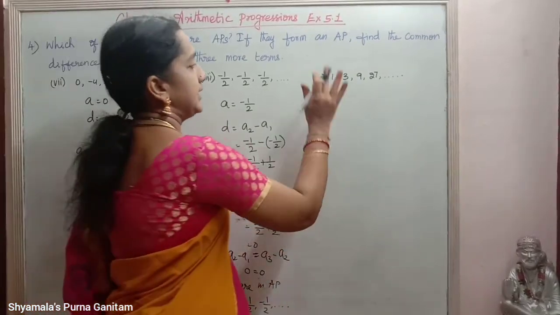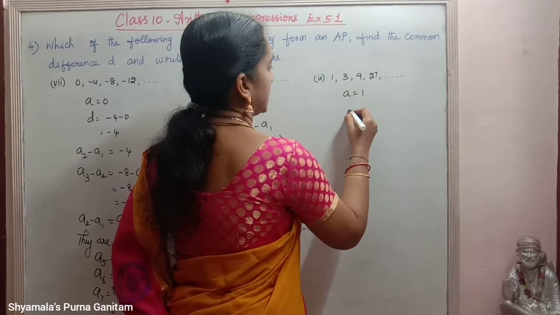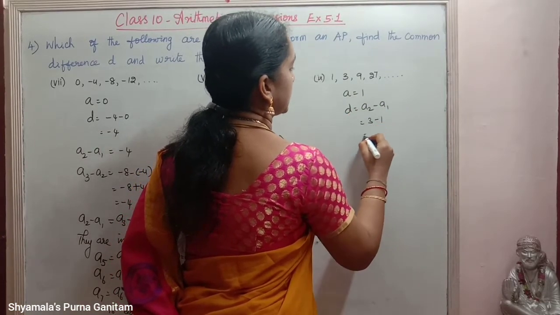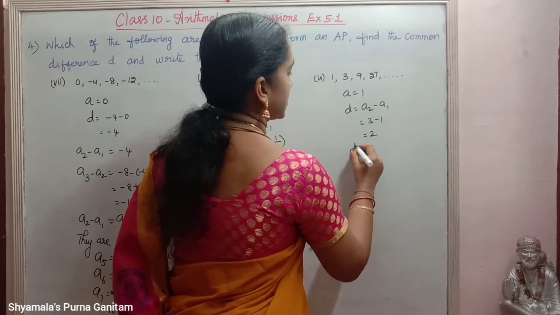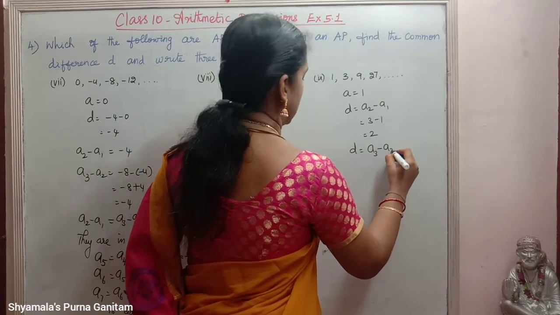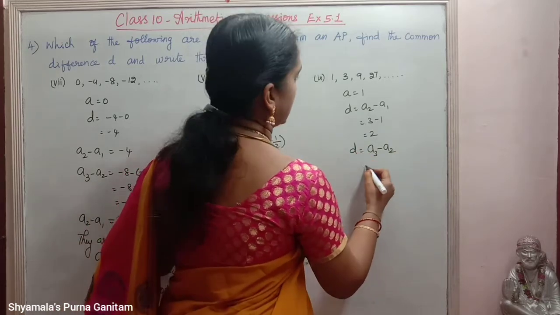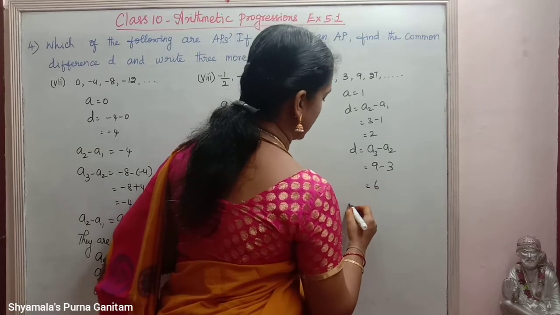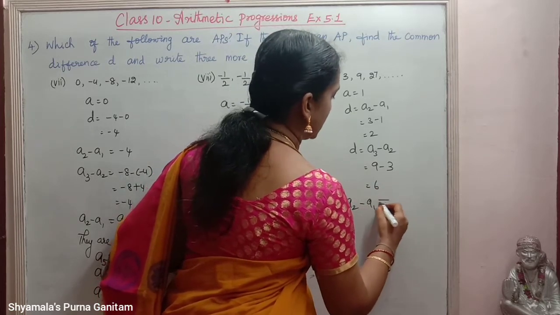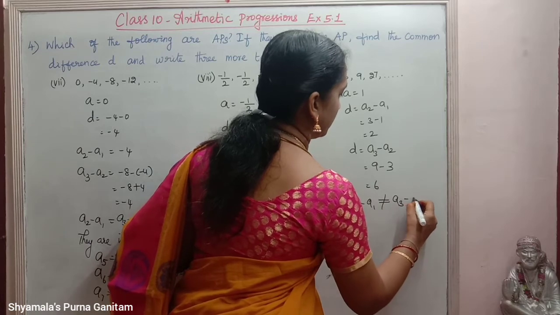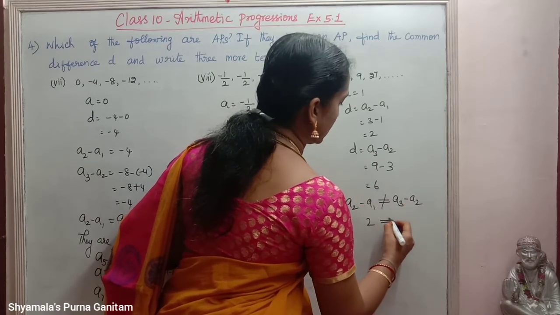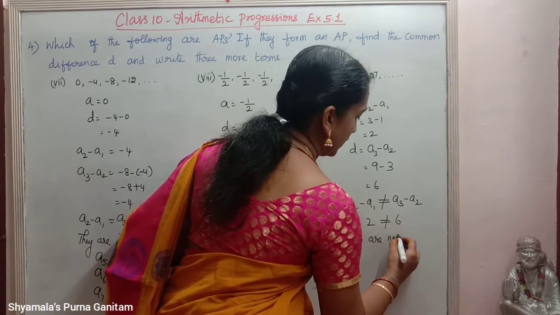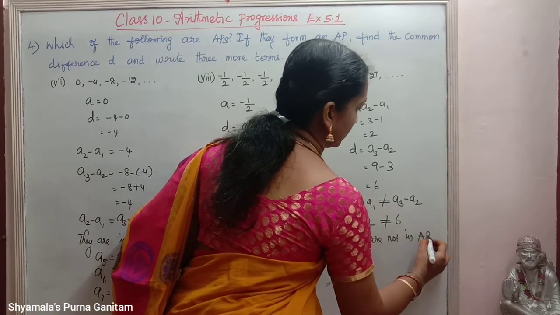Then here A is 1. The common difference A2 minus A1 is 3 minus 1, that is 2. Then the next difference is A3 minus A2. A3 is 9, so 9 minus 3 is 6. So here A2 minus A1 is not equal to A3 minus A2. That is, 2 is not equal to 6. So they are not in AP.